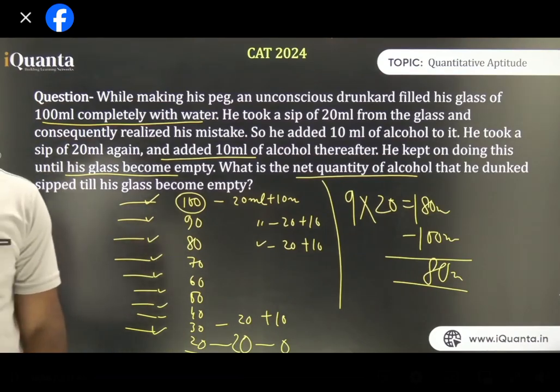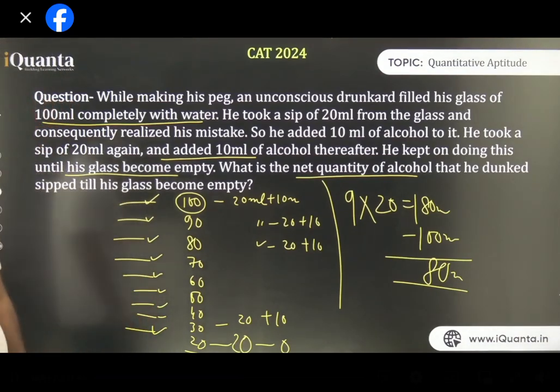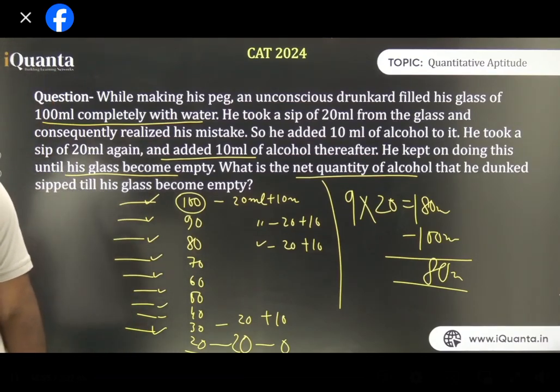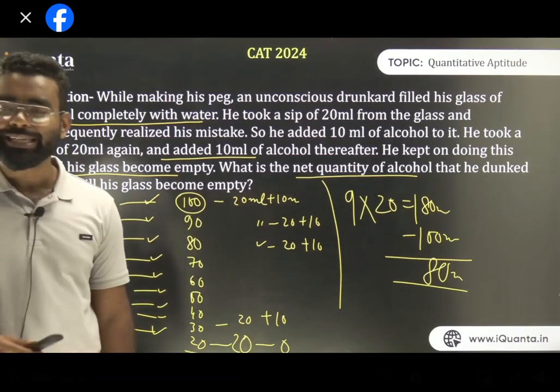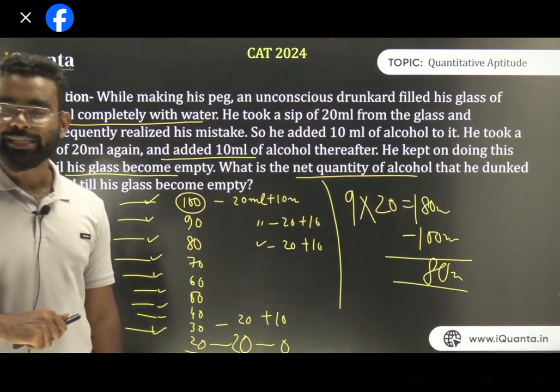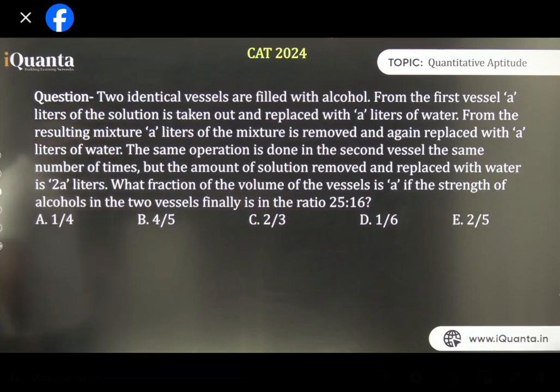So he drank 10 times, no, bro, he drank 9 times. He didn't drink 10 times. He drank 9 times. I hope this is understood, all of you. Is it clear? Perfect, all of you guys. So let's go for the next question. Everyone, is it clear? Next question is here.